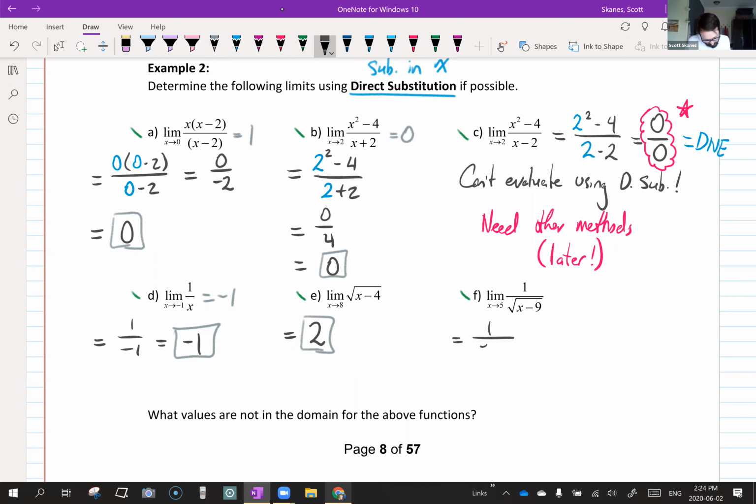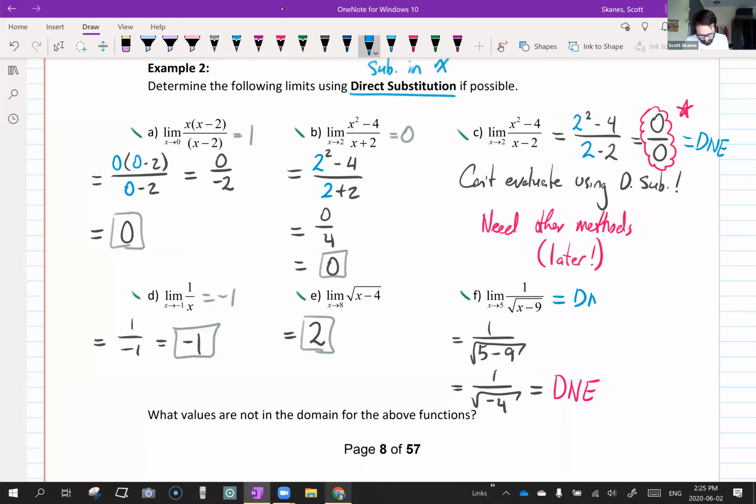1 over the square root of 5 minus 9, which is 1 over the root of, what's 5 minus 9? I don't know why my brain didn't do that today. We are not doing imaginary numbers in this unit. The only time we do imaginary numbers in the course is the beginning. We can't get the limit of this because limits are very much a real concept, not an imaginary number concept. And so the answer here is it doesn't exist.